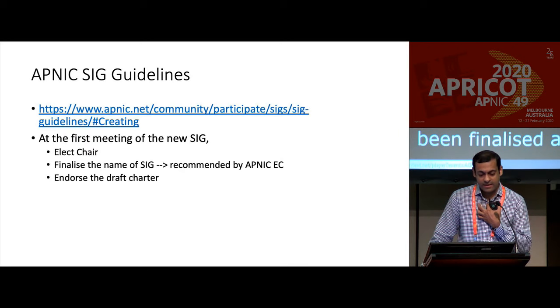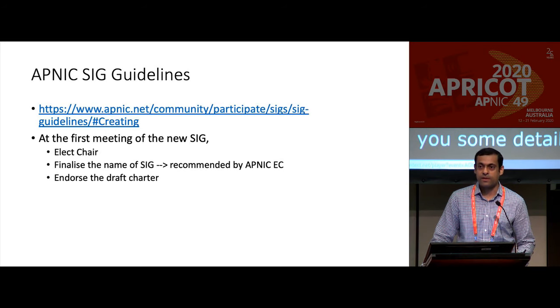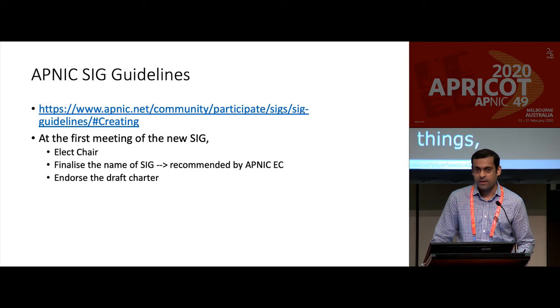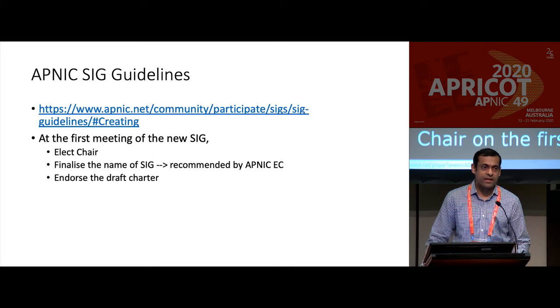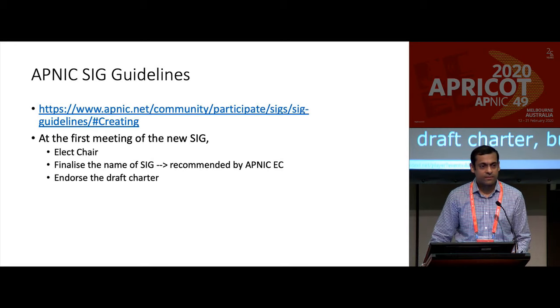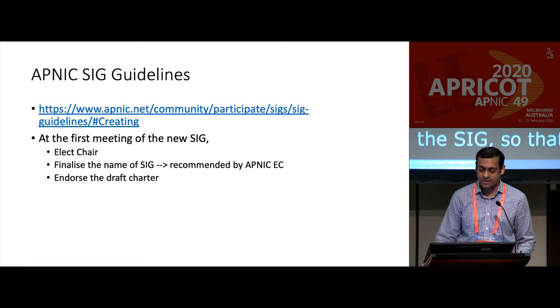As per the APNIC SIG guidelines, at the first meeting, you were supposed to do two things. Number one is elect chair. We had some changes in the guidelines, so you don't have to elect co-chairs in the first meeting. You only elect the chair on the first meeting, and endorse the draft charter. But because of the confusion in the last meeting that we couldn't finalize the name of the SIG, that was one thing we added as part of the agenda in the session.